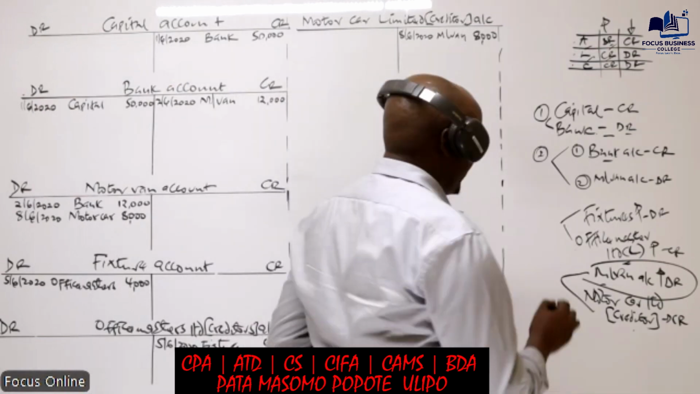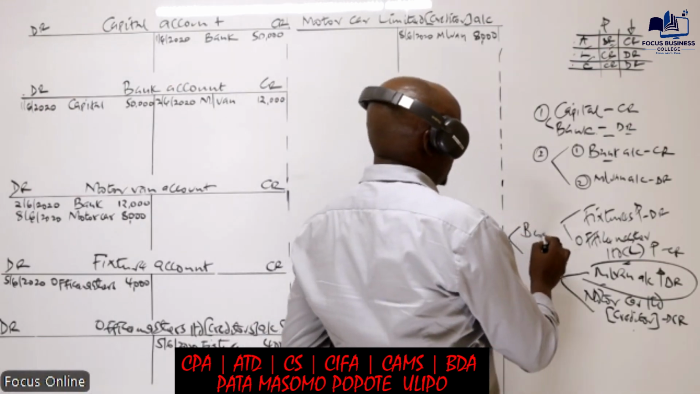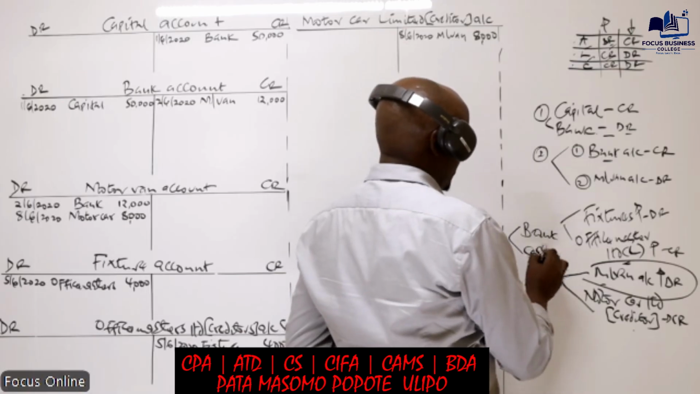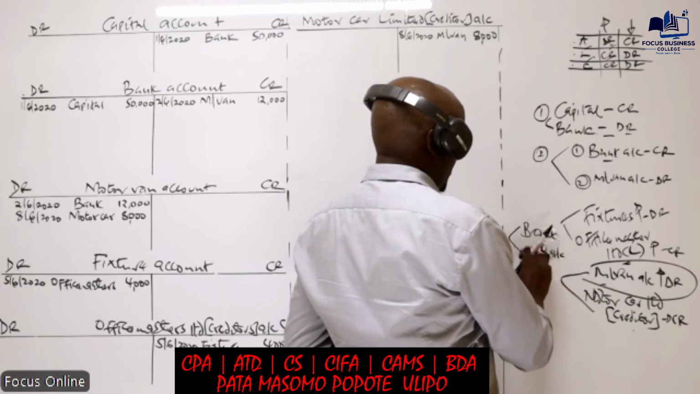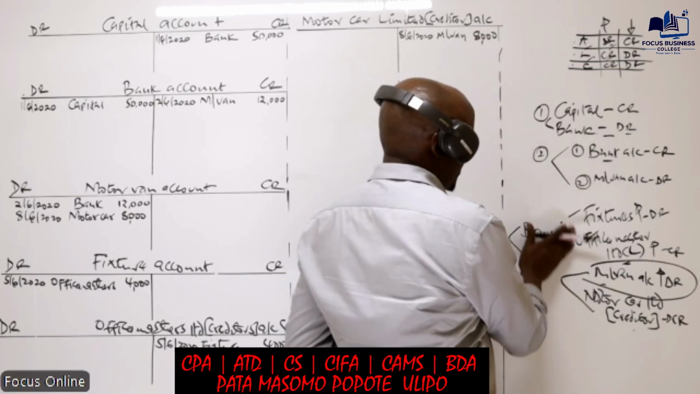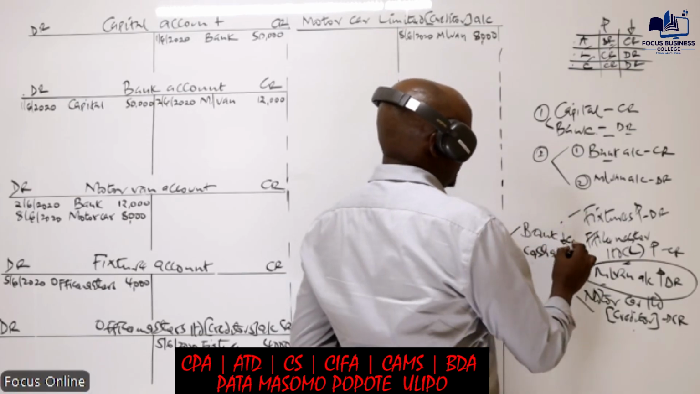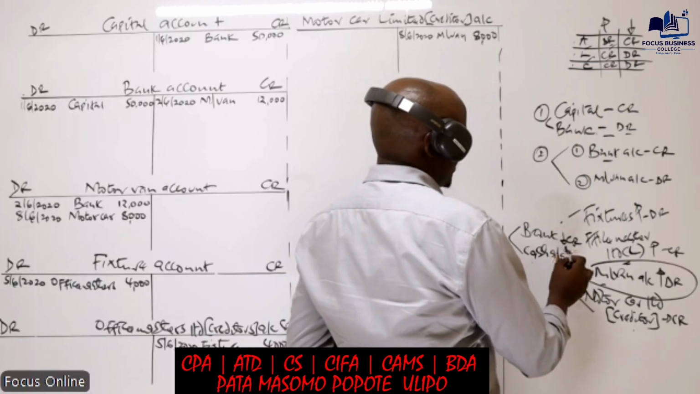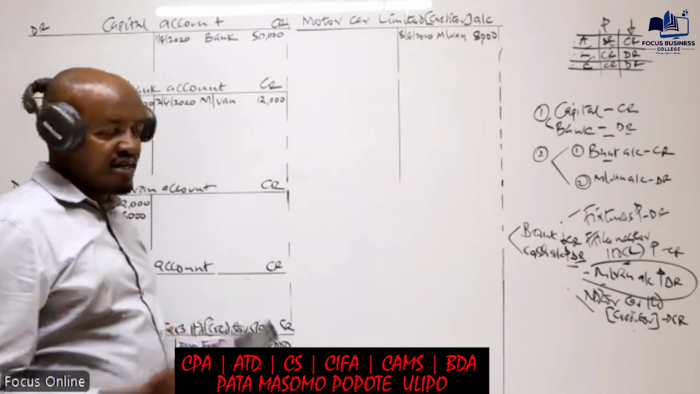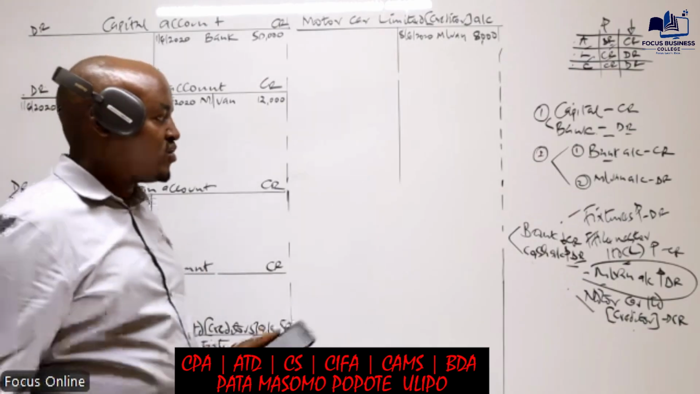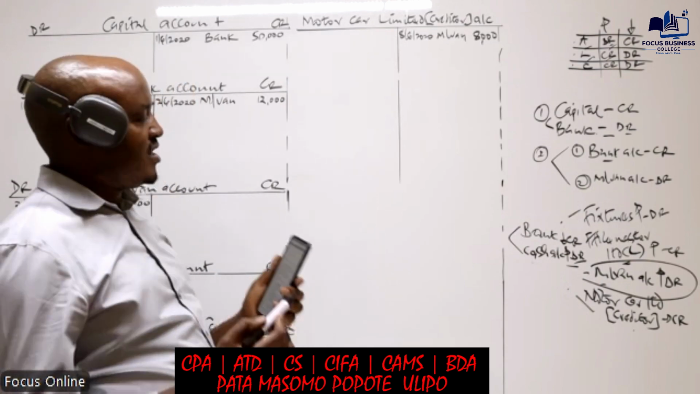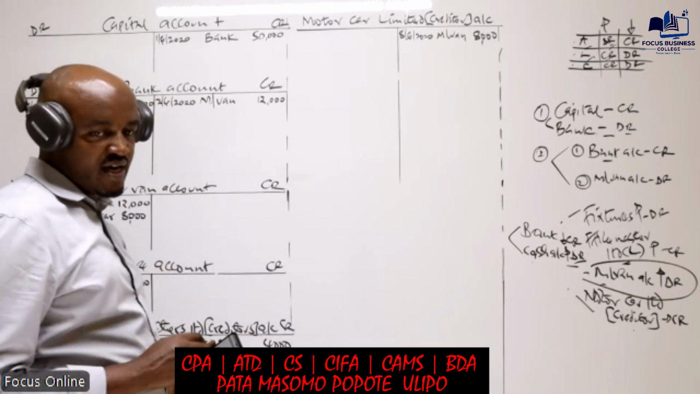The first ledger account to be affected is the bank account, and the other one is the cash account. The amount of money in the bank reduces, so we credit the bank. The cash in hand increases, so we debit. Both of these items, cash in hand and the bank balance, are assets. The amount of money in the bank is reducing, so we credit, and the amount of cash is increasing.